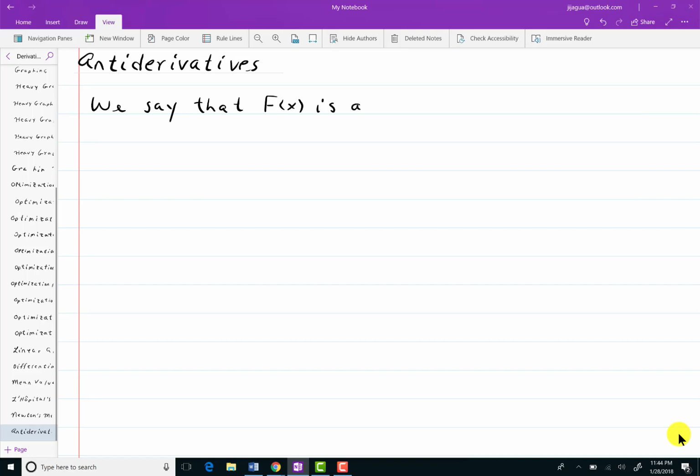Now, it's popular in calculus courses to use a capital F to be an antiderivative of a lowercase f. So we say that capital F of x is an antiderivative of little f of x if capital F prime of x equals little f of x.